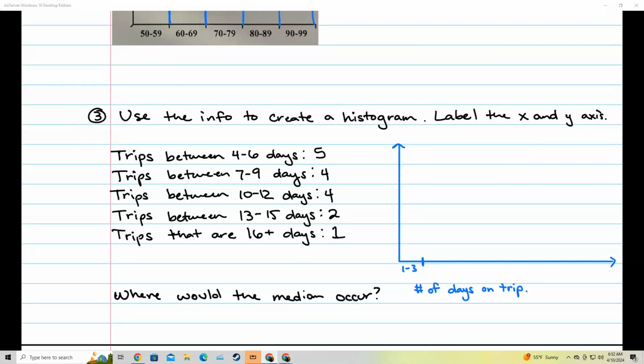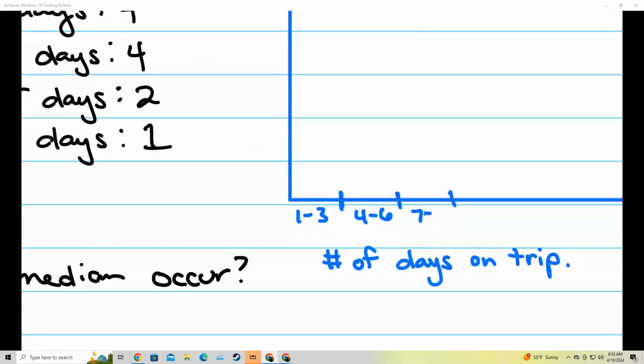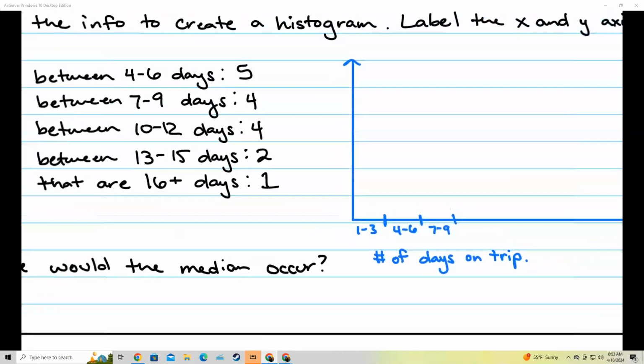The next group is going to be 4 to 6 days. The next group is going to be 7 to 9 days. That was a horrible line. Let's see if I can do better on that 9. There we go. The next group is going to be 10 to 12 days. Try to space these out evenly as best as possible, or else your rectangles are going to look kind of weird. The next group is going to be 13 to 15 days. And then the last group is going to be 16 or more days.